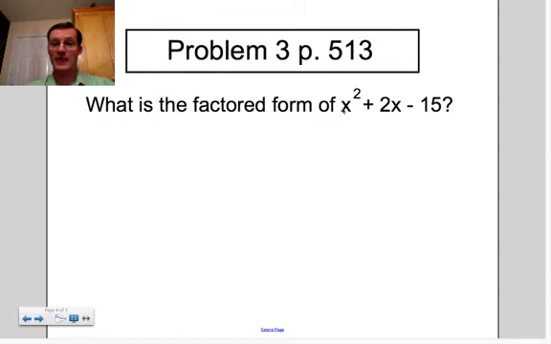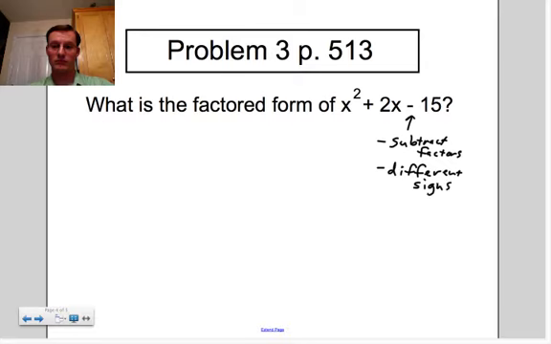What's a factored form of x squared plus 2x minus 15? This time we have a negative as the sign of the constant, the term with degree 0. So we have a negative back here. That means that we're going to subtract the factors. It also means that we're going to have different signs. So let's take a look.